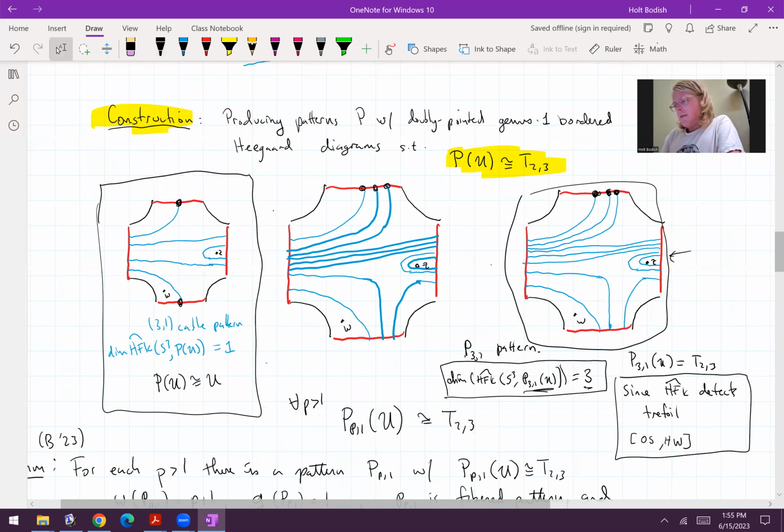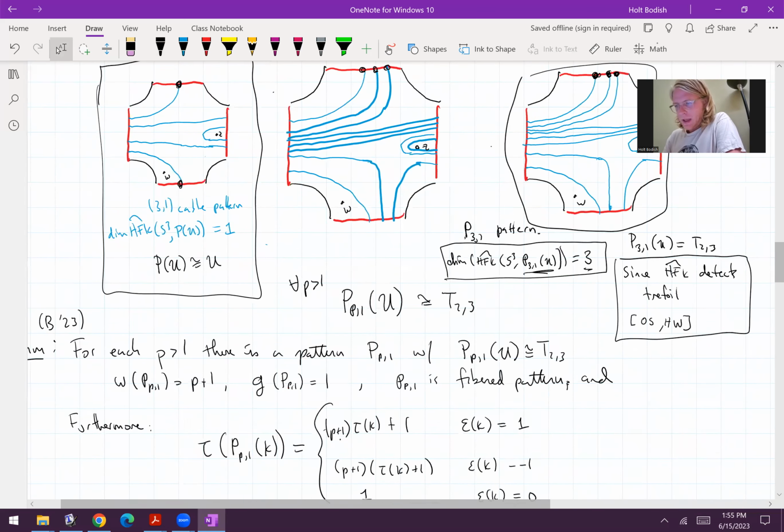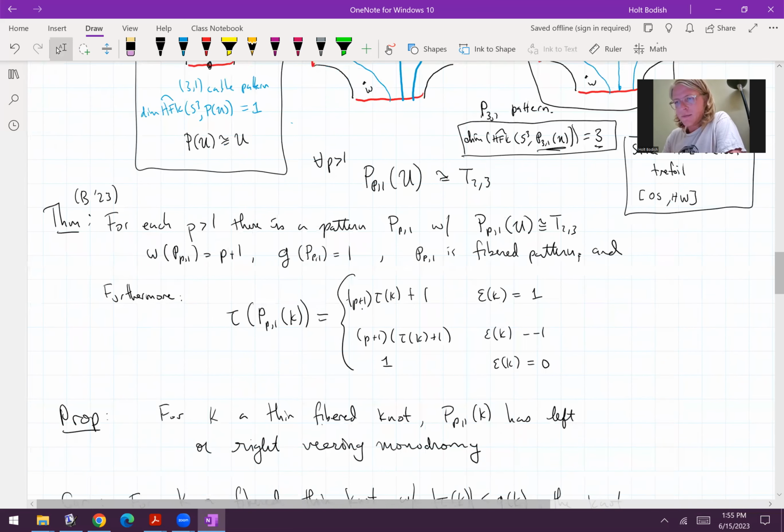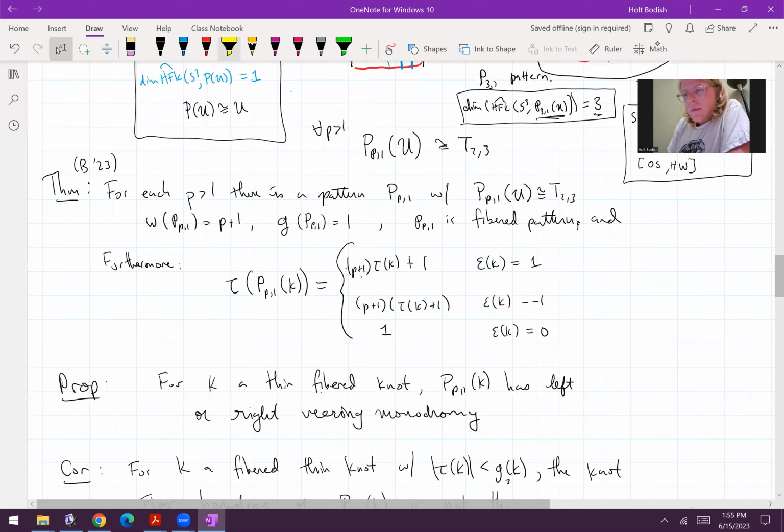Okay, so this gives me an infinite family of what I'll call trefoil patterns. And here's the result. It says that for each P bigger than 1, there's one of these patterns with knot type of the trefoil in S3. It has winding number P plus 1.